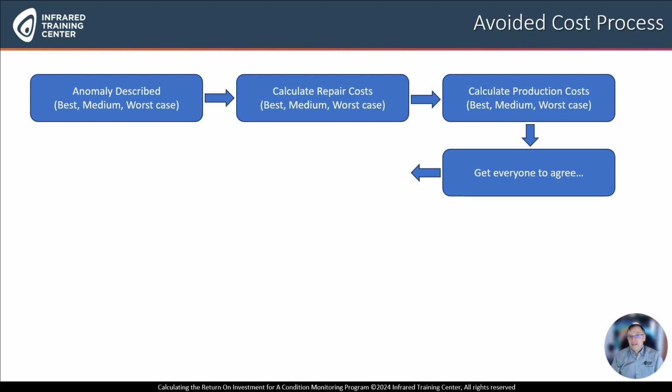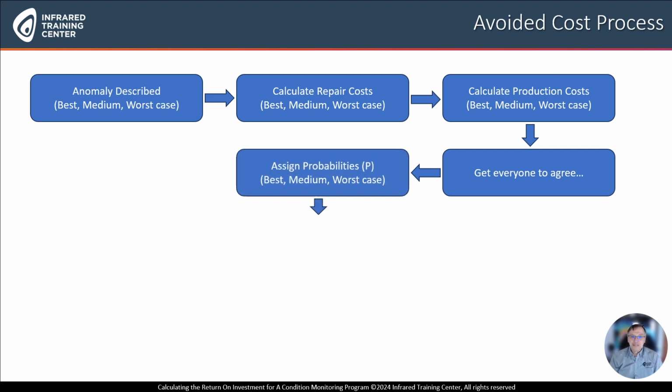So once you get an idea on your descriptions, your repair costs and production costs, everybody agrees, we assign probabilities. This is where a lot of disagreements happen. So once you assign what is the probability? Your gut feeling that, yeah, we're going to make it to our next repair outage. What's the gut feeling for the medium and what's the gut feeling for the worst case? And this is probabilities. Now, probabilities range between 0 and 100%. Nothing can have a probability less than 0%. Nothing can have a probability greater than 100%, okay?